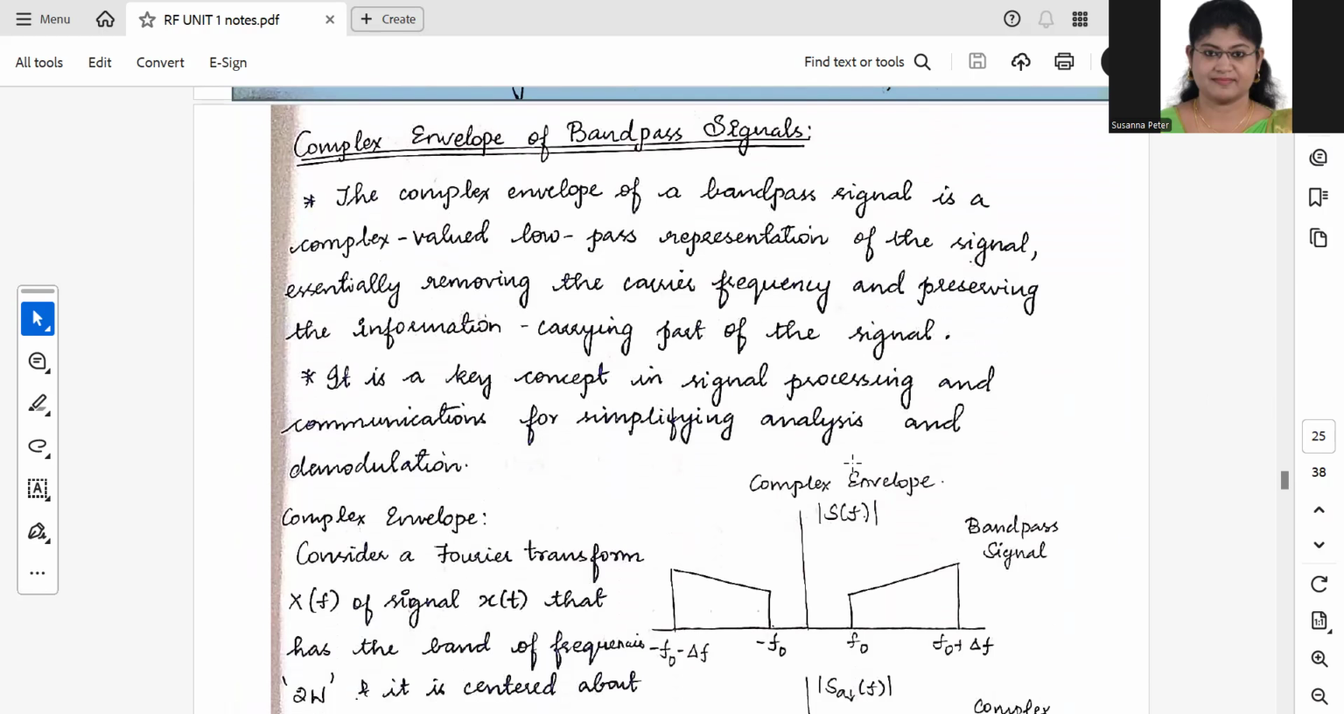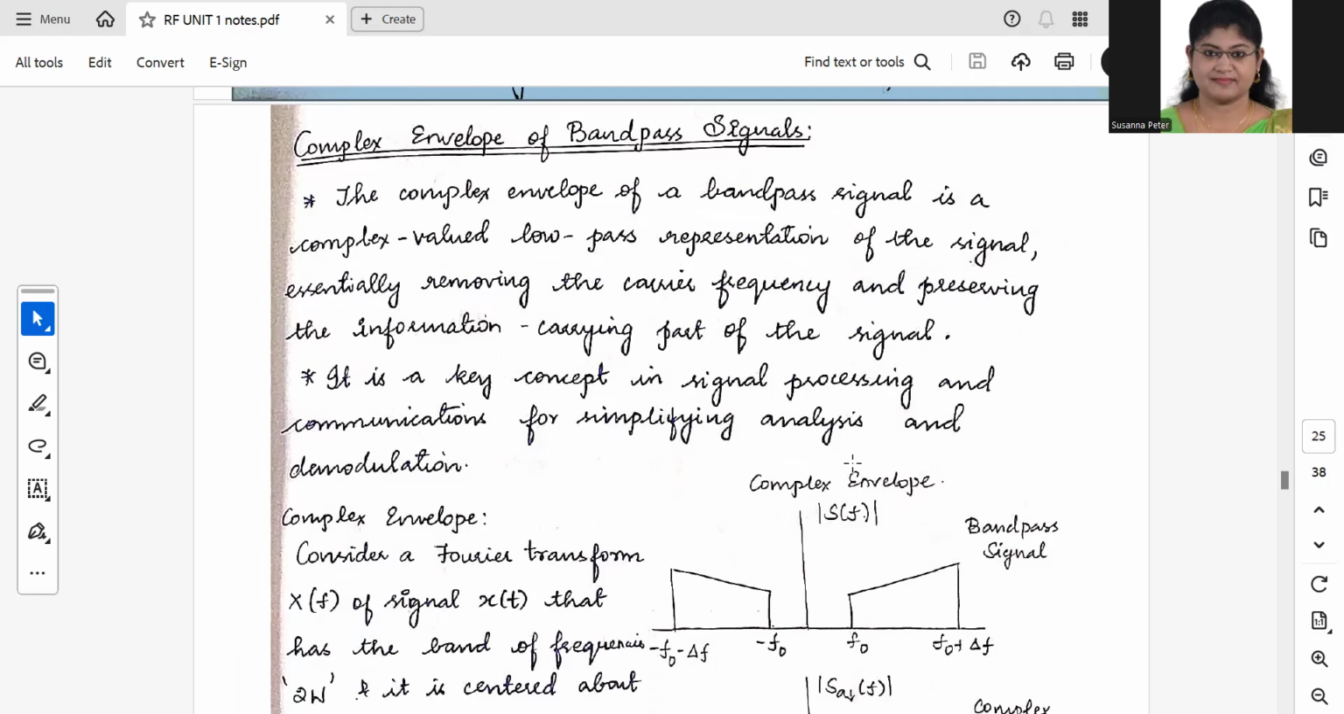Complex envelope of bandpass signals. We are in this topic right now. And here we should know what a bandpass signal is. A bandpass signal is a type of signal whose frequency components are confined within a specific range between a lower and upper cutoff frequency rather than starting from 0 hertz.